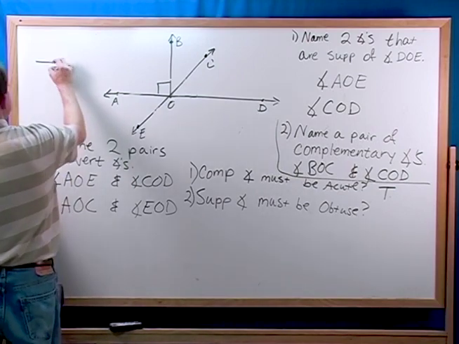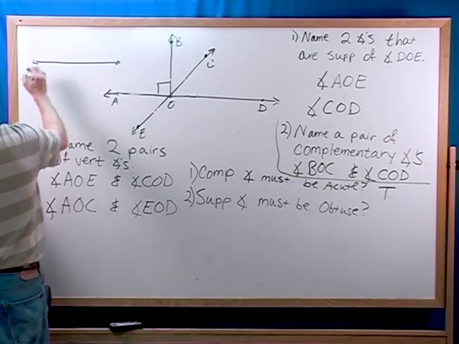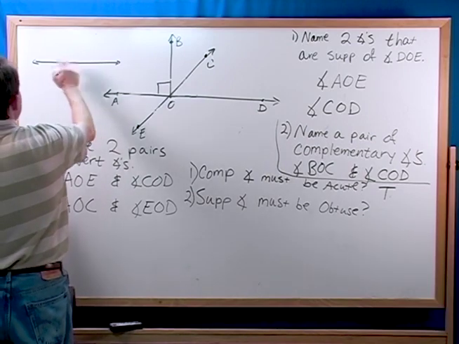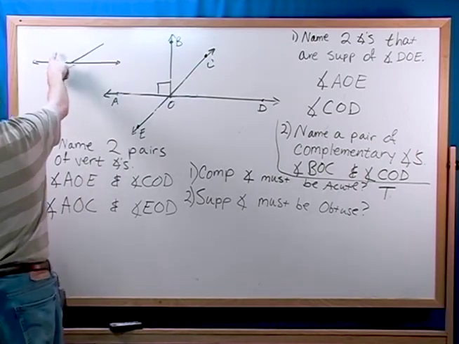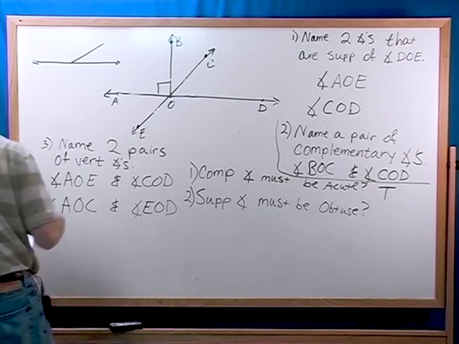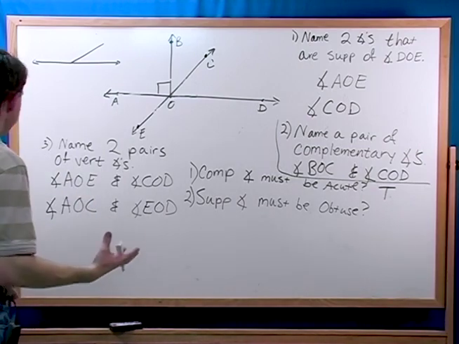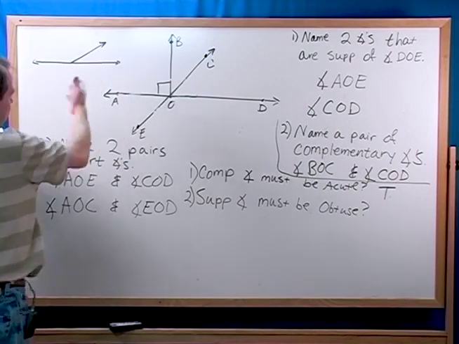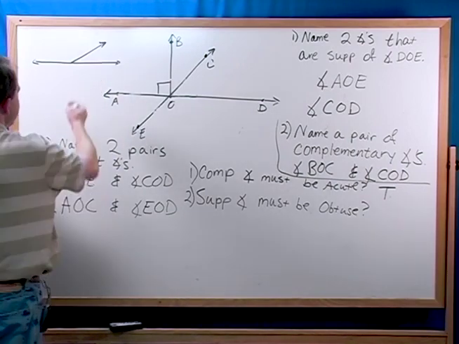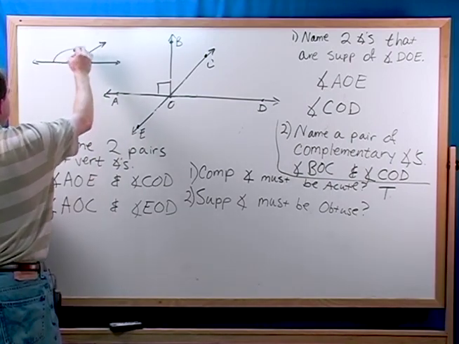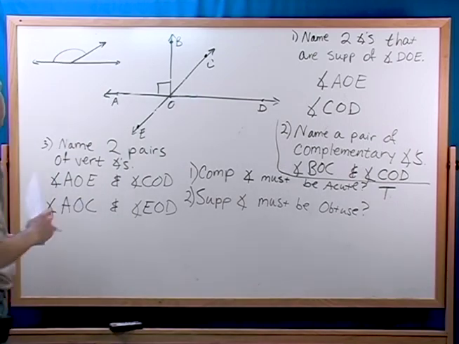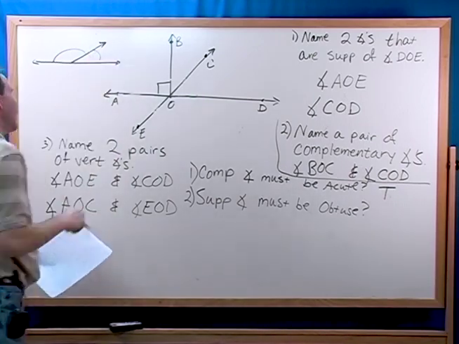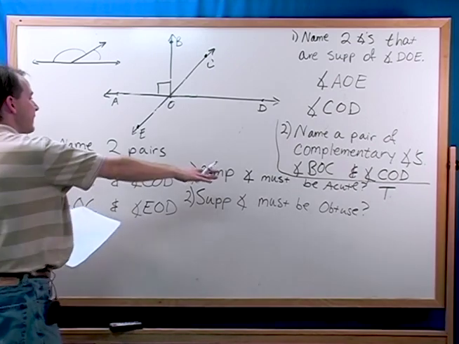Well, supplementary by definition means that they add to 180 degrees. So this is a straight angle, and if I split it, then this angle and this angle are supplementary with one another because they add up to 180 degrees, right? But looking at this drawing, this angle is obtuse because it's greater than 90 degrees, but this angle right here is not. It is less than 90 degrees. So I've already found a counterexample.